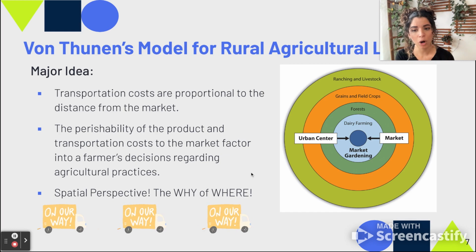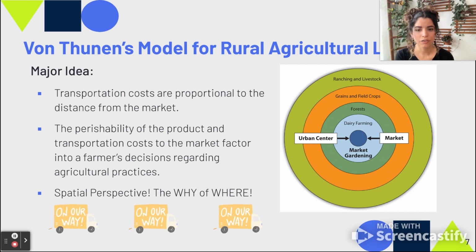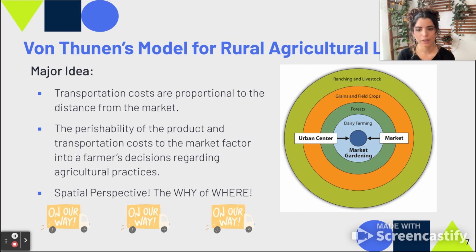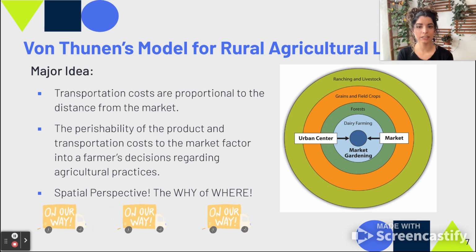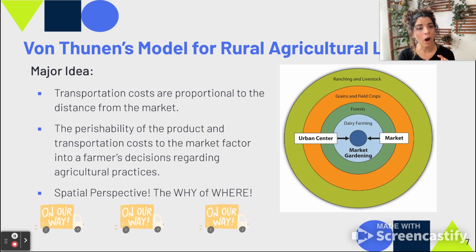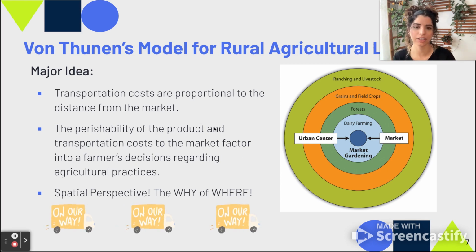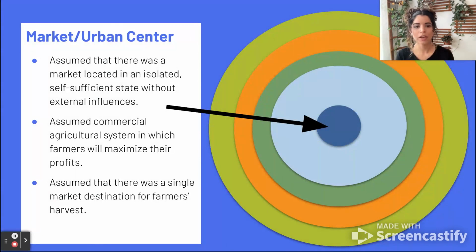Also, the perishability of the product, so how quickly it goes bad, and transportation costs to the market factor into the farmer's decisions regarding agricultural practices. So farmers are going to want to be able to get their perishable goods to the market as quickly as possible. So this whole model is taking a spatial perspective of agriculture. So it really is this idea of the why of where, like why are certain agricultural practices present in particular areas. So we're going to go through each of the rings here.